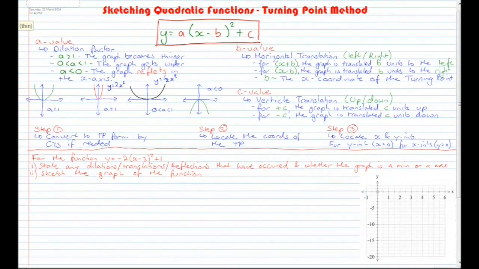Alright, so this question says, for the function y equals negative 2 bracket x minus 3 squared plus 1, state any dilations, translations and reflections that have occurred and whether the graph is a maximum or a minimum. And part 2, sketch the graph of the function. So let's have a look at this.